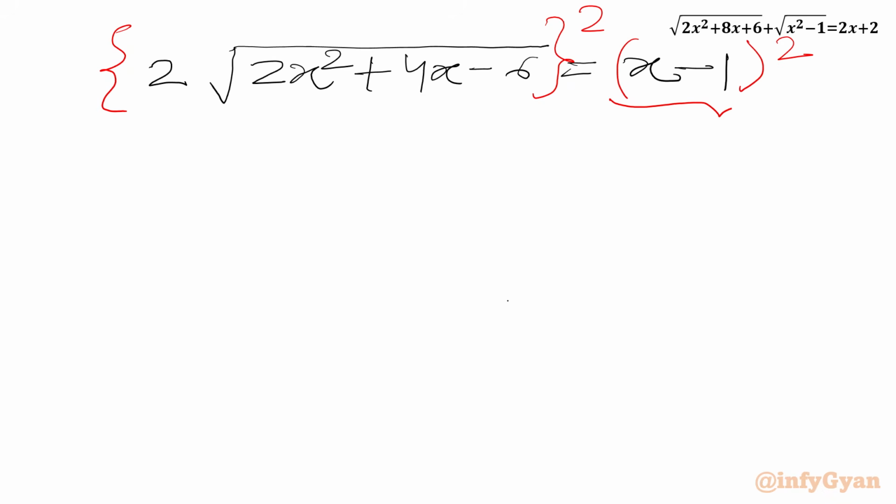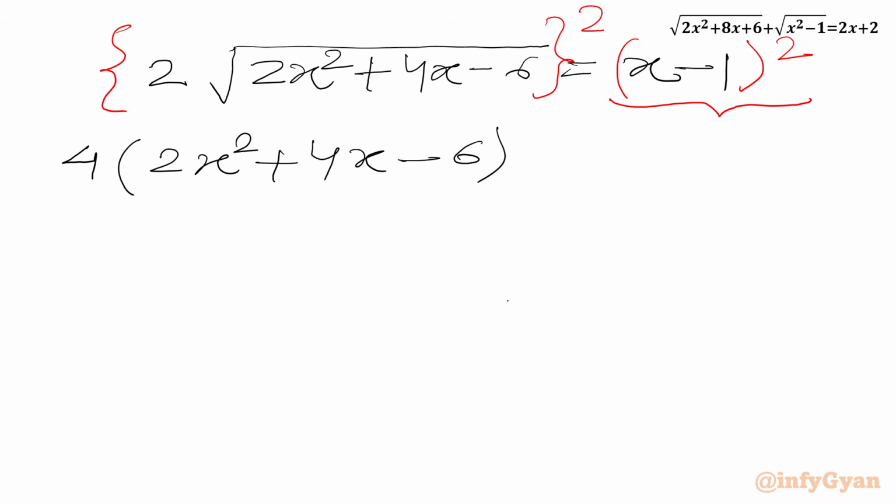We'll be using the (a minus b) whole square formula on the right hand side. And in LHS, 2 square is 4. Square root square is the square root free term. So we will write 2x square plus 4x minus 6. And in RHS, we can write x square minus 2x plus 1.